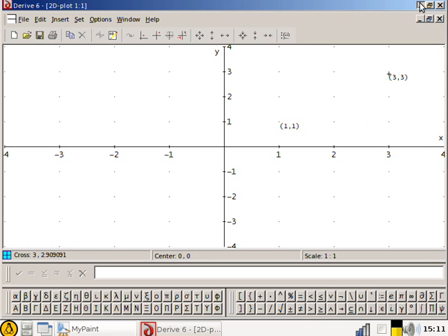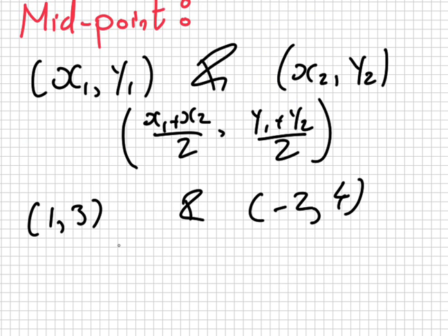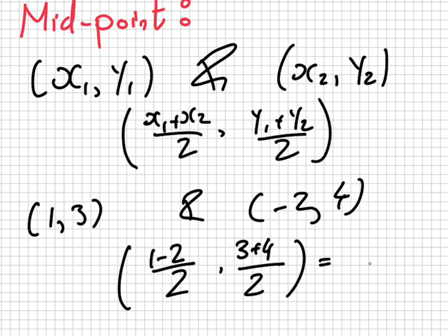So that's midpoint. I'll do a different example. Let's say 1 and 3, and let's say minus 2 and 4. And you want to know the point that's in the middle. So it'll be 1 minus 2 over 2, and then 3 plus 4 over 2. So that would be minus a half and 7 over 2.